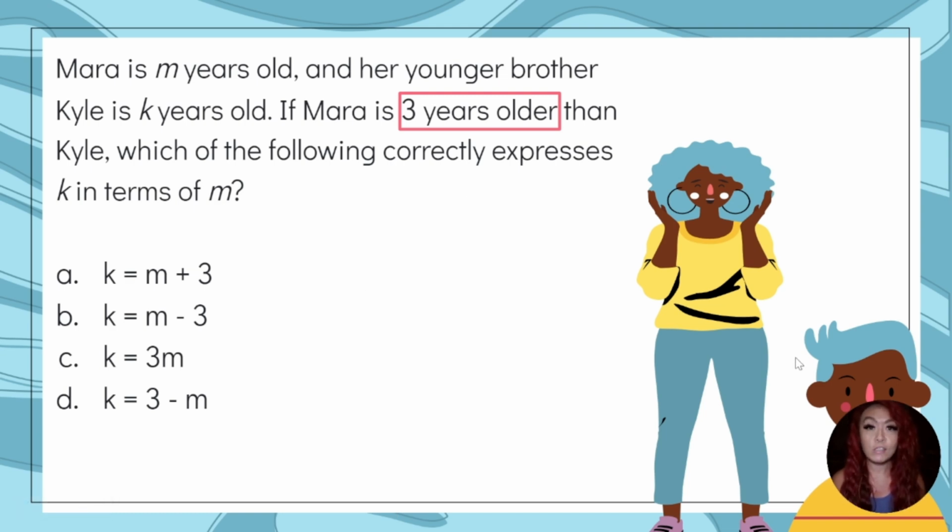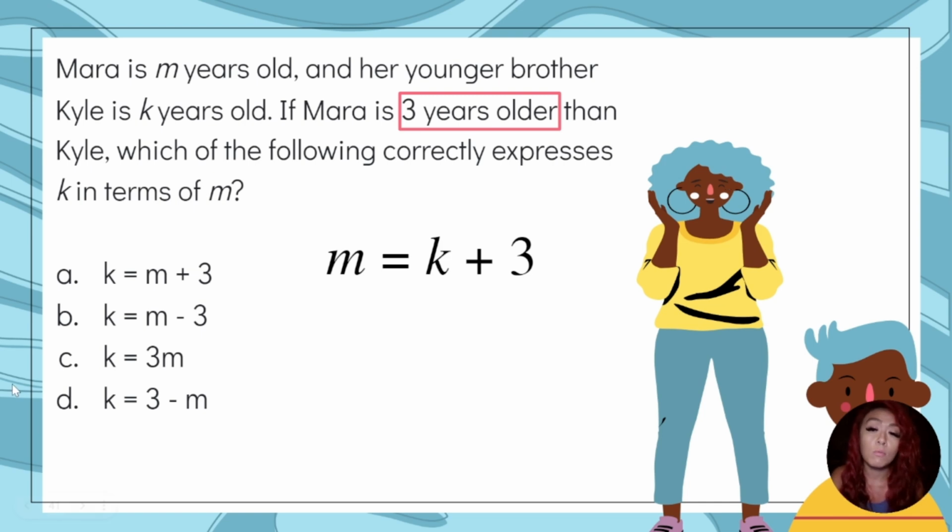Anytime I hear a phrase like that, I know that we're going to have to add 3, right? So Mara is 3 years older than Kyle, so we can create an equation for Mara, right? Mara is M. She's going to be K plus 3, right? 3 years older than Kyle. So we have an equation for Mara's age.